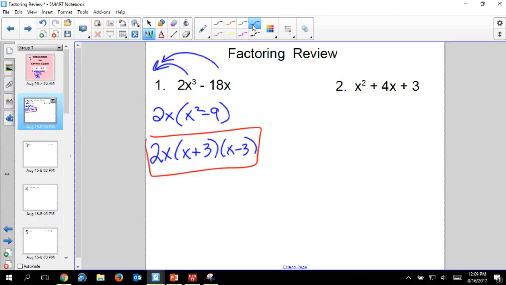All right, number 2. Number 2, where are we going to start? Where should we start? Factor out the greatest common factor. Is there a greatest common factor to factor out? No. So you don't have to do that part.